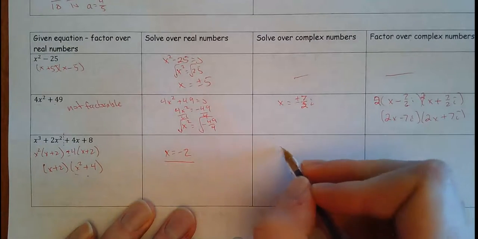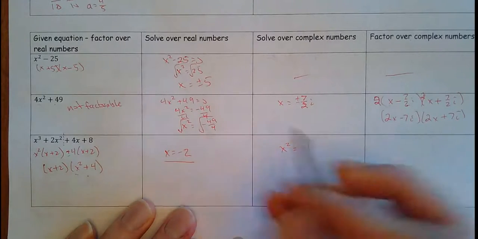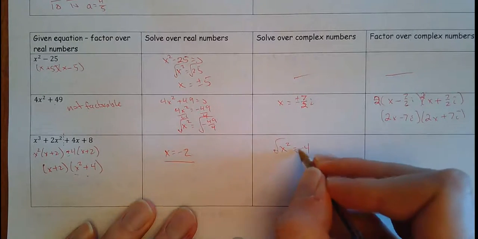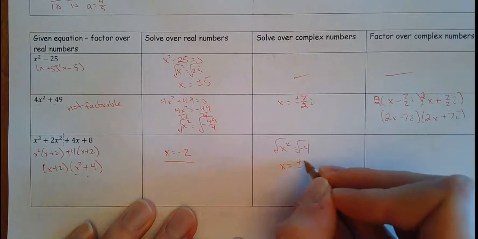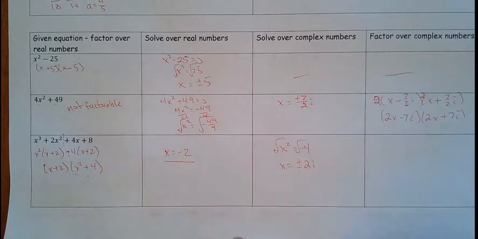If I go over and solve this, guys, x squared equals negative 4, because I'm trying to solve this one. Square root, I get x equals plus or minus 2, and then an i, because I had a negative under the radical. Notice I have 1, 2, 3 answers. The power was to the third.